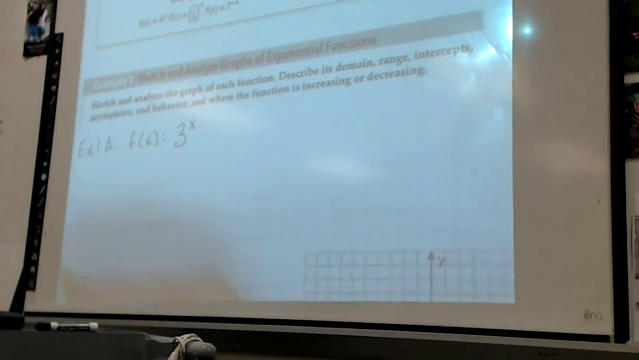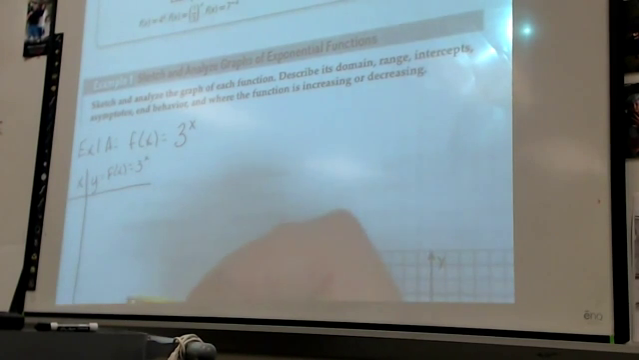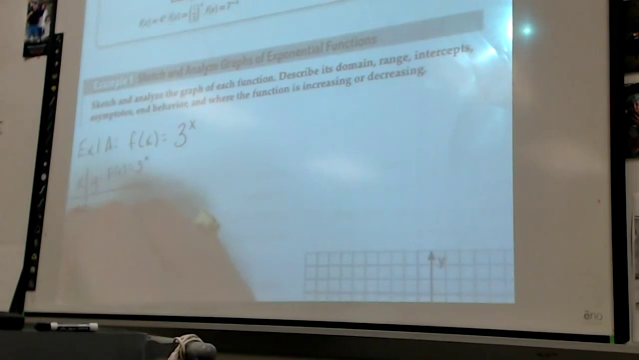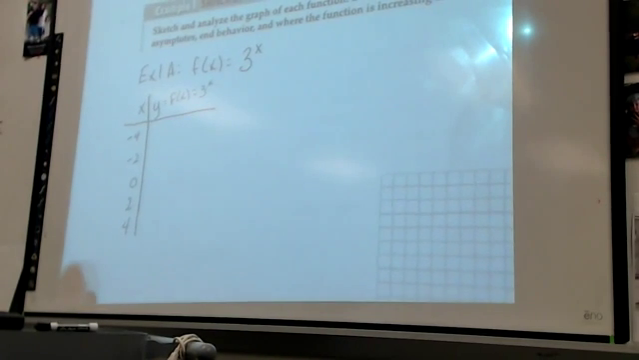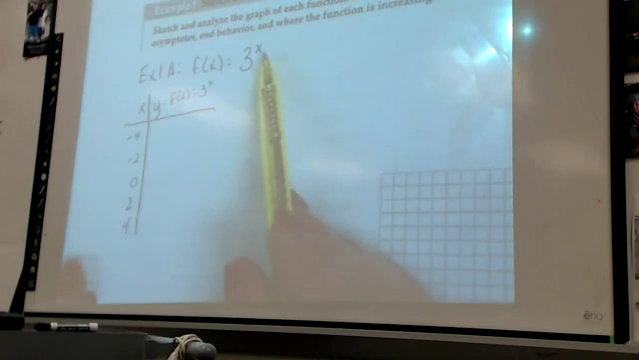Okay, so we're going to make a table. And I'm going to let you put this in the calculator, where y is your f of x, which is your 3 to the x. So we're going to do -4, -2, 0, 2, 4. Okay, let's just plug these numbers in and talk about what we would get, and then we'll put it in the calculator.